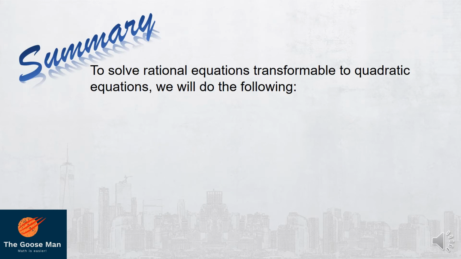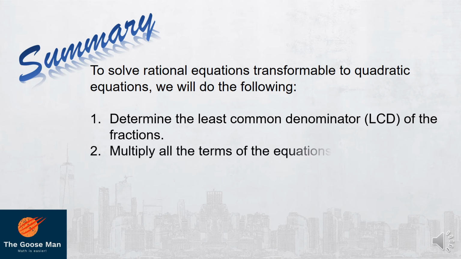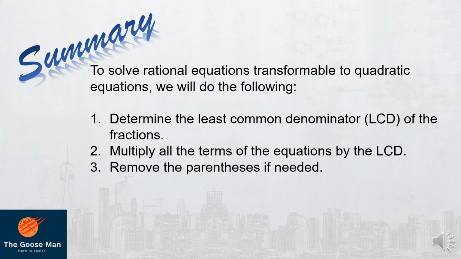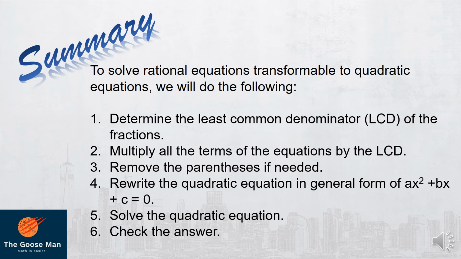To summarize our discussion, to solve rational equations transformable to quadratic equations, we will do the following. Step number 1: determine the least common denominator, or the LCD, of the fractions. Number 2: multiply all the terms of the equation by the LCD. Number 3: remove the parentheses if needed. Number 4: rewrite the quadratic equation in general form, ax squared plus bx plus c is equal to 0. And number 5: solve the quadratic equation. And finally, check the answer.